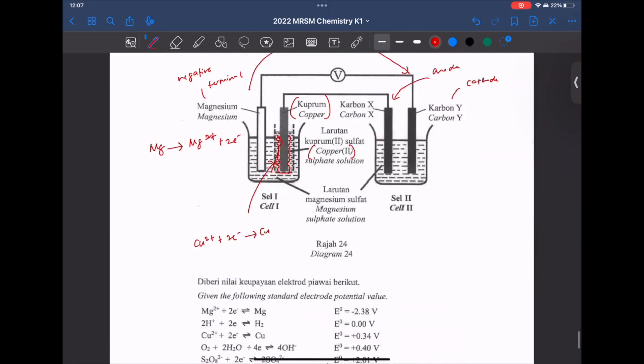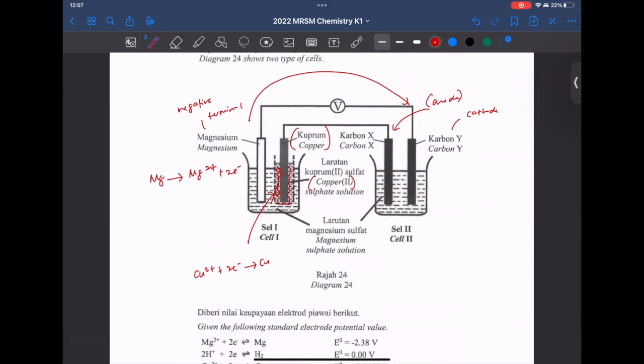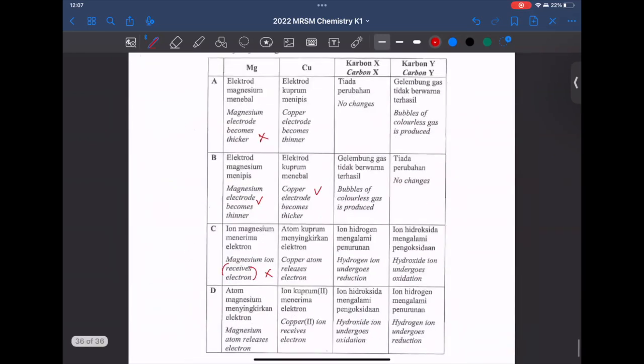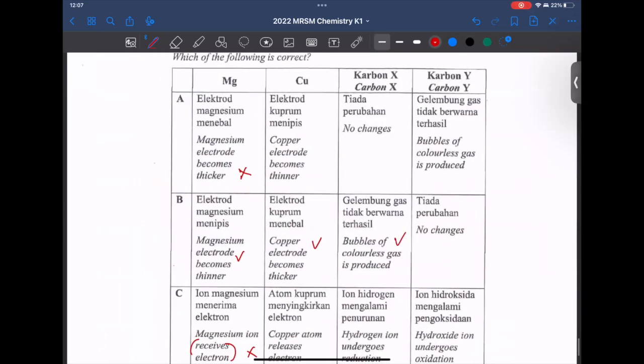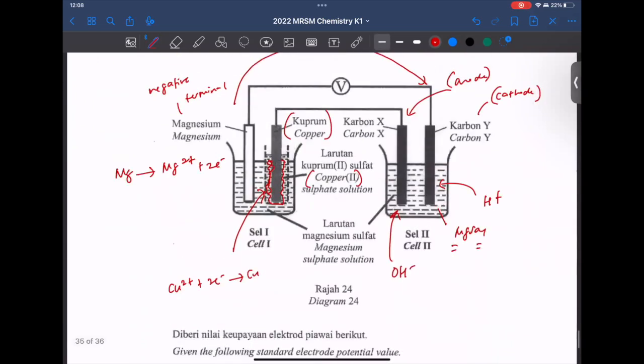Then for carbon X, because this is the anode, this cathode. So what will happen here will be inside here magnesium sulfate solution. So if we're talking about the anode, it means there'll be oxygen gas being produced. So OH- is discharged over here, and here will be H+, because magnesium and sulfate will not be discharged. So is it colorless gas? Okay, correct. No changes to carbon Y.